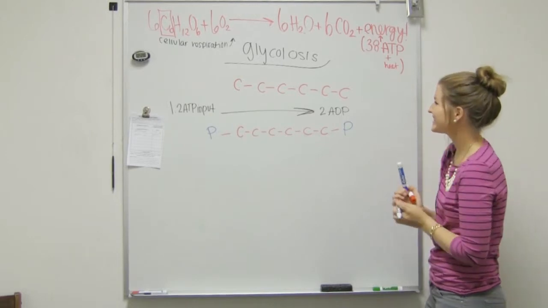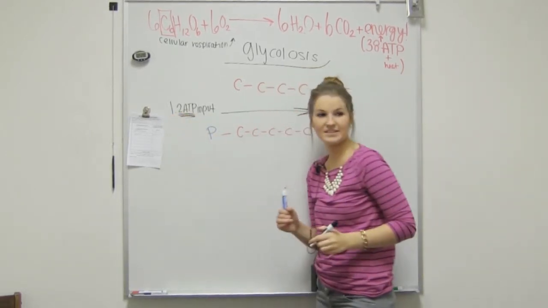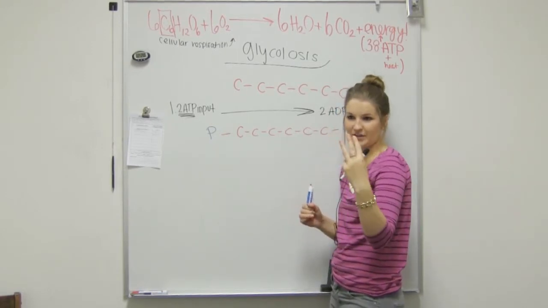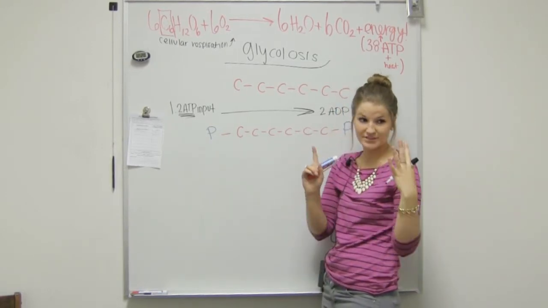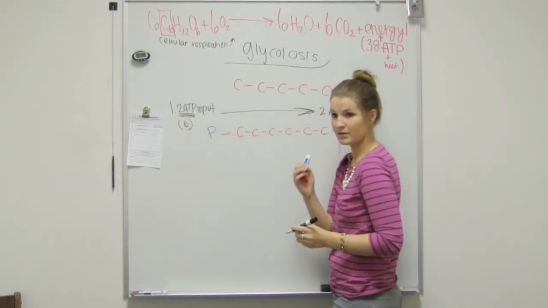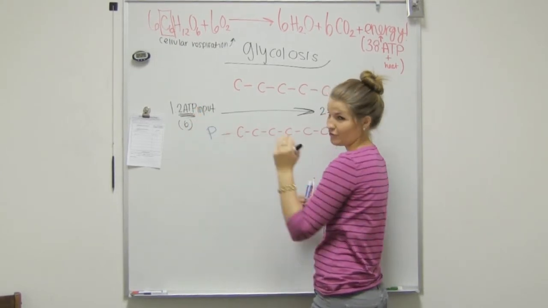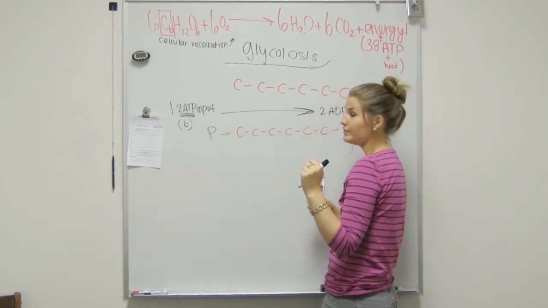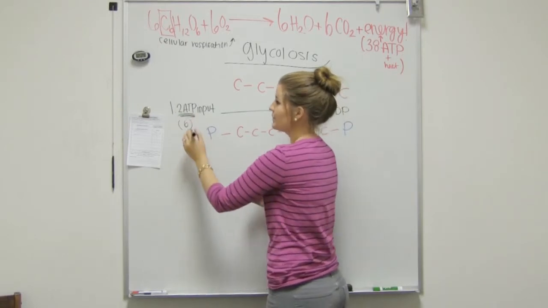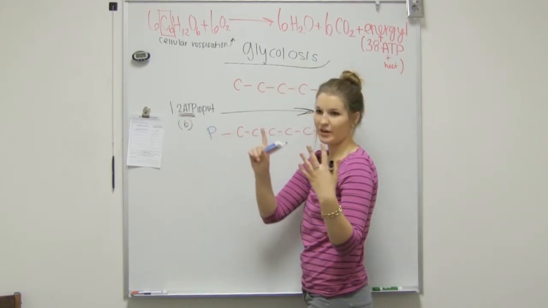Right here we have 2 adenosine triphosphates. Triphosphate means 3 phosphates, right? Yes. We have 2 of them, so that's a total of 6 phosphates, because each ATP has 3 of them. So 1 ATP is adenosine triphosphate, tri meaning 3 phosphates. If we have 2 of them, we'll have 6.